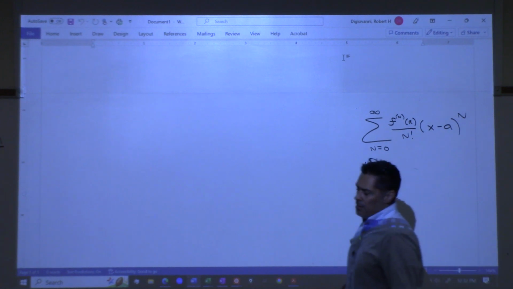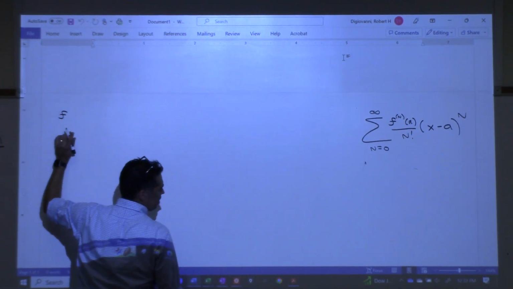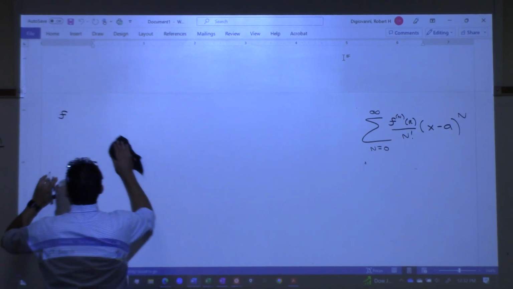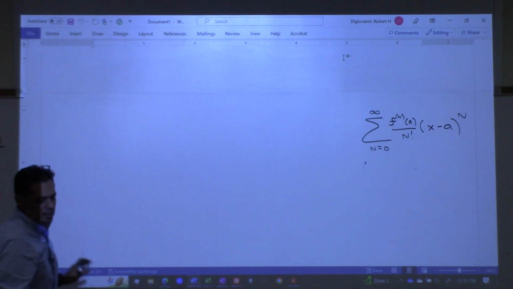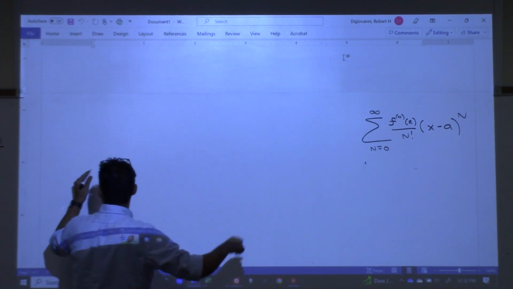So let me give you this example. Let's say that you have f of x. You know what? I don't think I'm going to rush through this. I don't feel like rushing through it. So this is a more abstract idea. So we're going to pause, okay? We're not going to go to another example.